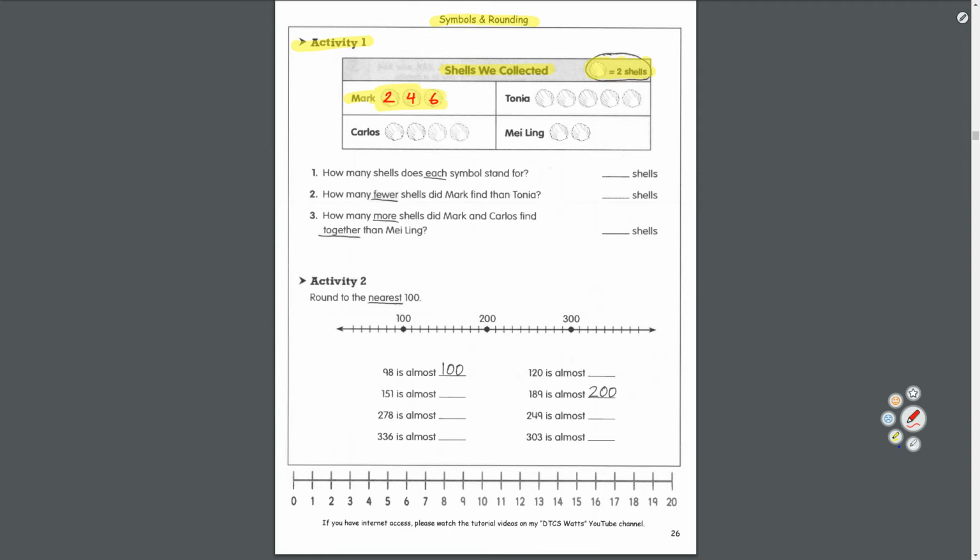And let's use our skip counting. So Tanya, 2, 4, 6, 8, 10 shells. Carlos, 2, 4, 6, 8. And Mei Ling, 2, 4. So now we know that's the actual number of shells they have. Question number 1. How many shells does each symbol stand for? So we already know because of this. That's why it was so important to read that. Each symbol stands for 2 shells.